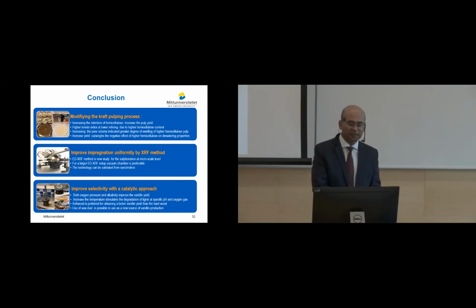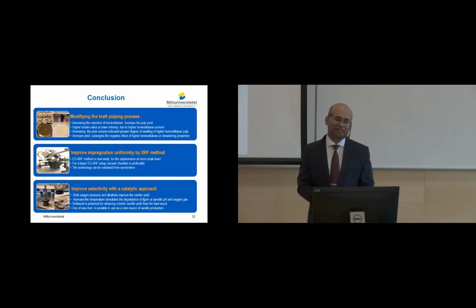We also improved the impregnation uniformity by the XRF method. There's a new sulfonation study in the pulp industry, and for this newly studied sulfonation, we worked at the microscale level. For a large setup, we propose vacuum, and the technology can be validated in the synchrotron. And the last one, our new integration method improves selectivity by a catalytic approach. Both oxygen pressure and alkalinity improve the vanillin yield, and increased temperature is suitable for the specific degradation of lignin, while maintaining pH and oxygen gas pressure. Softwood is preferable for this process, and sawdust can be a new source of vanillin production.